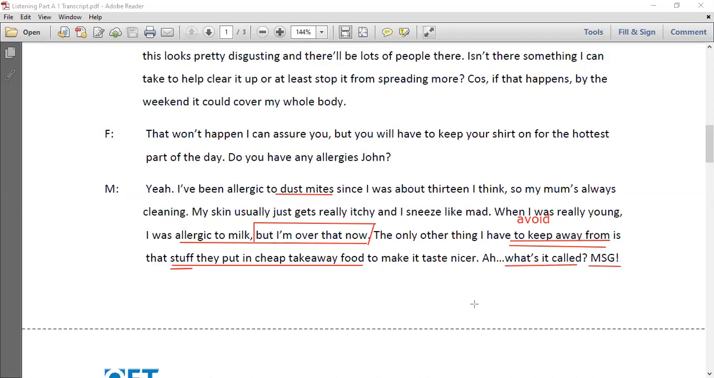So think logically. He first said that I need to keep away from that stuff. Now, stuff is a very vague word. It means some element. Now, which element? So, cheap takeaway food is not the element, because the stuff they put in, to put in means to use, isn't it? While cooking something. So, he's not allergic to cheap food, but he's allergic to a substance or an ingredient that they put in takeaway food to make it taste nicer. What is it called? MSG.